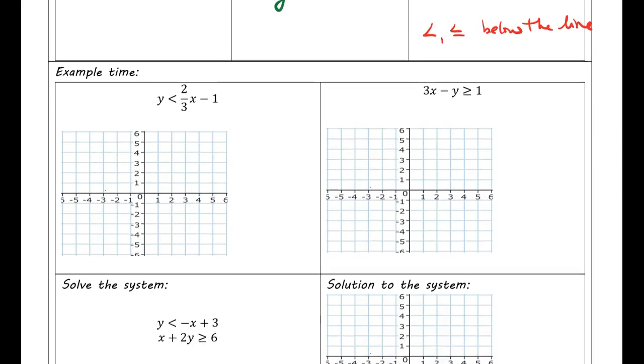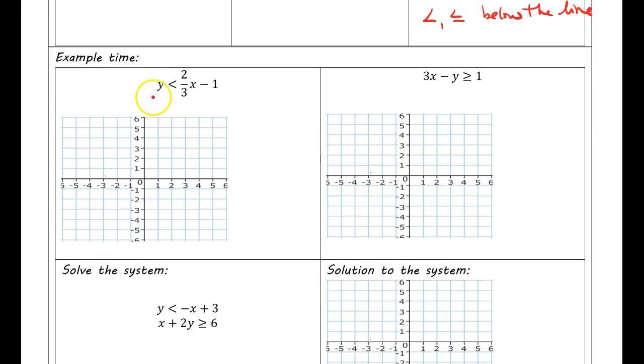Okay, example time. This should hopefully make it come together. We're going to graph this. First thing is, I just pretend that's an equals and I do this part. Okay, now it's already mx plus b, and that's what we want. So the b is -1, which means I start at -1, and my slope is 2/3. So up 2 over 3, up 2 over 3.